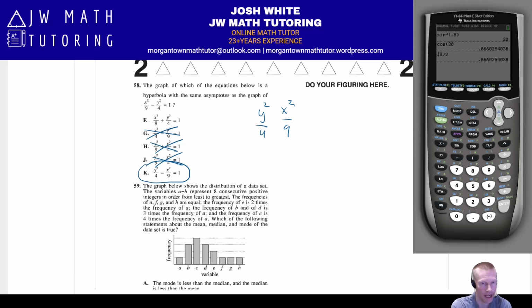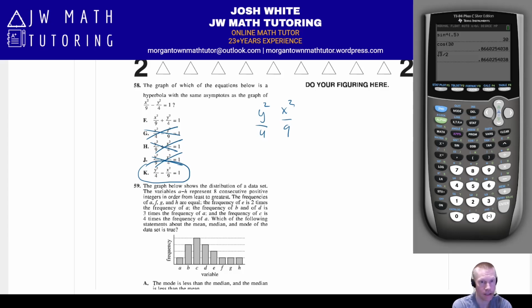F, excuse me, not A, F, the first answer, this is actually an equation of an ellipse because of the plus sign in the middle. Just like H is also an ellipse. So if you want to start eliminating, using that fact initially, you could do that as well. The plus sign in the middle with the two different numbers on the bottom makes it an ellipse. The minus sign with two different numbers on the bottom makes it a hyperbola.